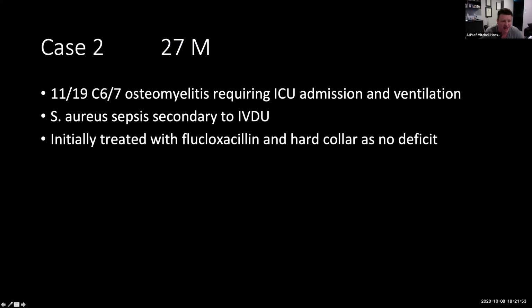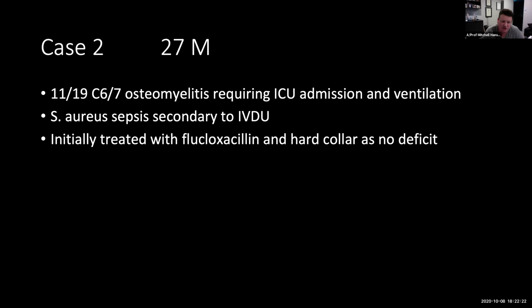So back to my case. This was a 27-year-old male who in November last year presented with a C6-7 osteomyelitis. He required ICU admission and ventilation. Staph aureus sepsis was found secondary to intravenous drug use, and he was very, very unwell. In those first few days in intensive care, it wasn't expected that he'd actually survive.